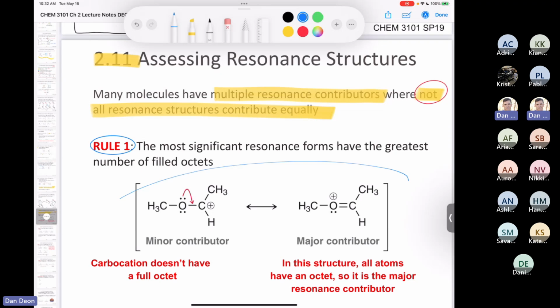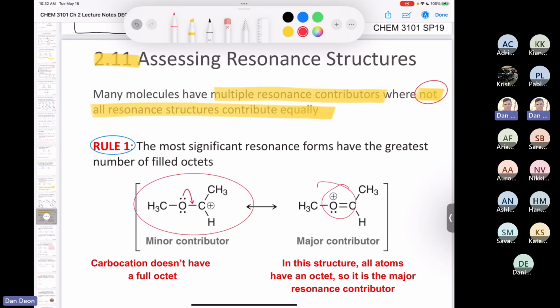So if we compare these two contributors here to the resonance hybrid, a question that I didn't ask you, but sometimes I'll ask this in my lectures, I'll say, which one of these is going to contribute more? And students will usually answer this one. And their rationale is they'll say, well, there's a positive charge on a carbon, and in the second one, you have a positive charge on an oxygen. Oxygen is more electronegative, therefore it's going to be less comfortable with this positive charge, and therefore the second one should contribute less.